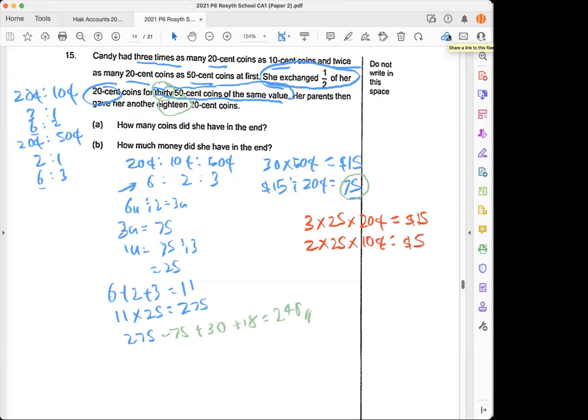And as for the 50-cent coins, it starts off with 3 times 25 times 50 cents, right? So this is the number of 50-cent coins Candy had at first. And then she also has $15. Don't forget, we'll handle this $15 later. So the 50-cent coins is $37.50 plus another $15. Okay, so there are another 50-cent coins, which is $15. I'll indicate here.